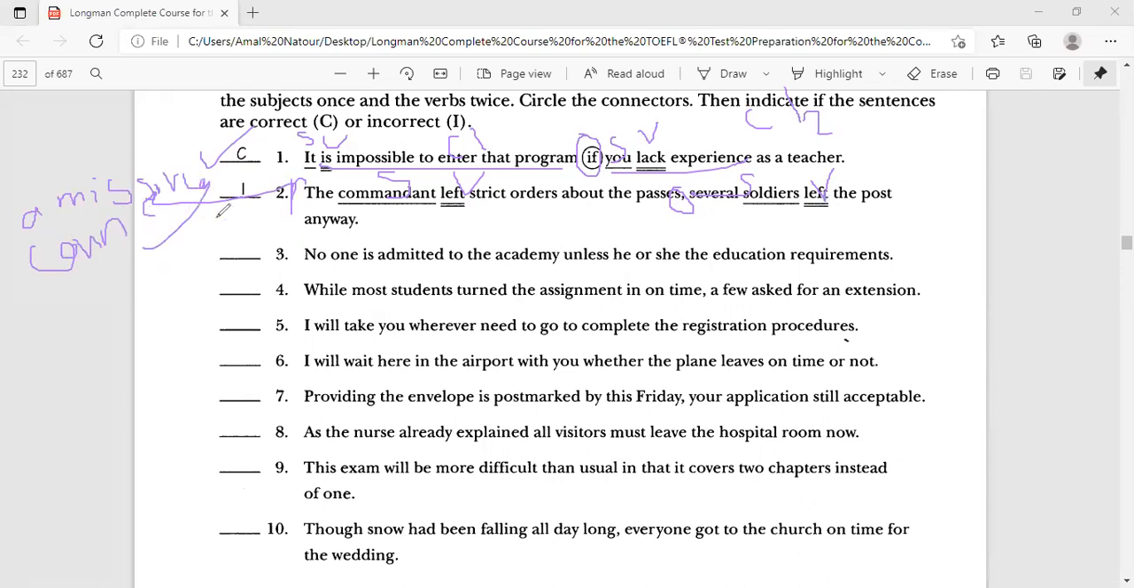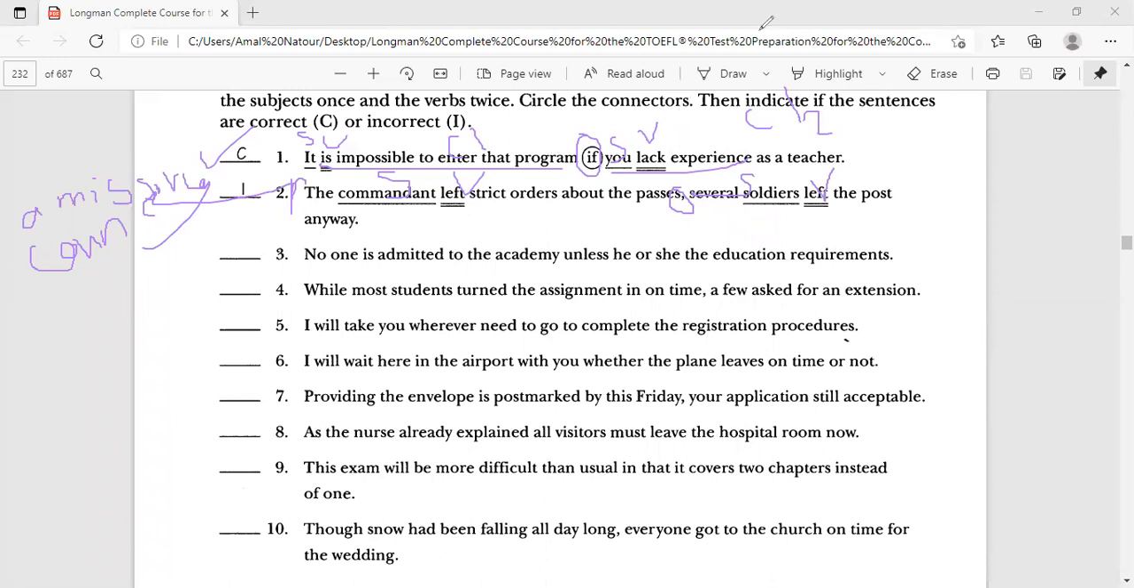Okay, I have to say, although the commandant left strict orders about the passes, several soldiers left the post. Okay, let's now do the other. I'll give you 5 minutes, or 2 minutes, in order to do them.